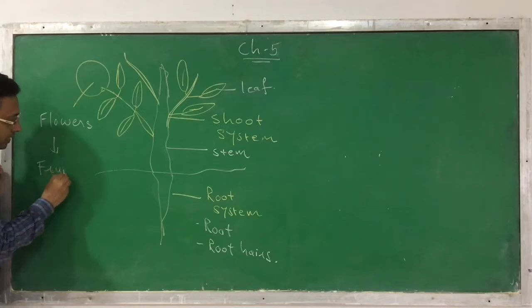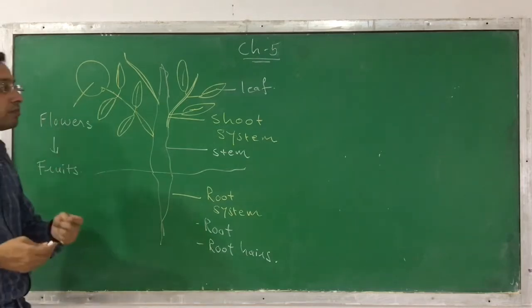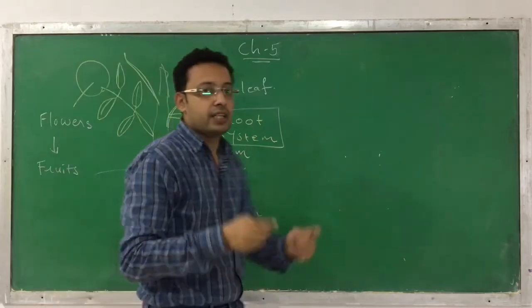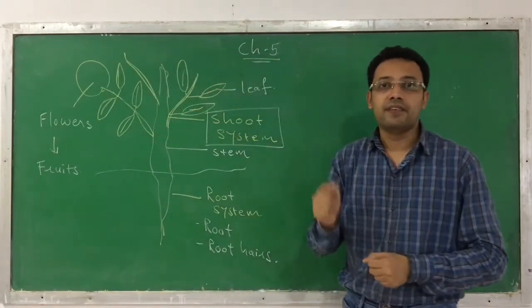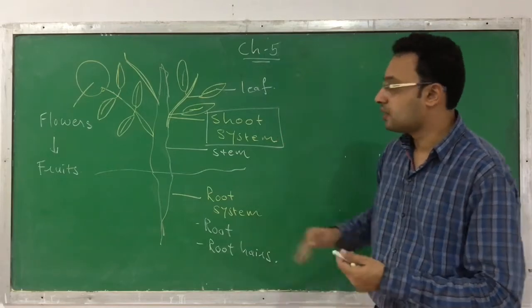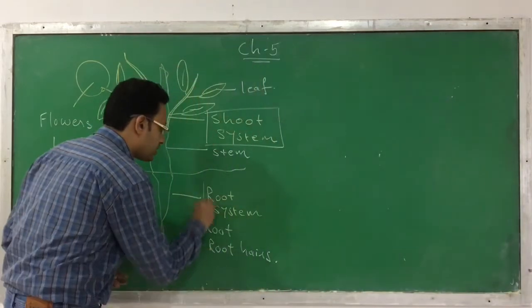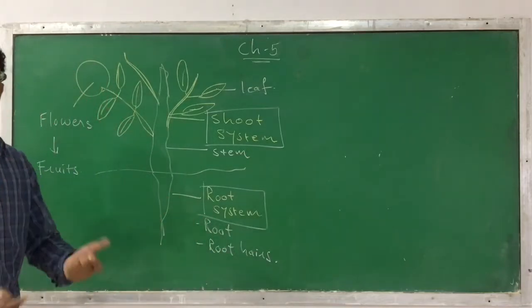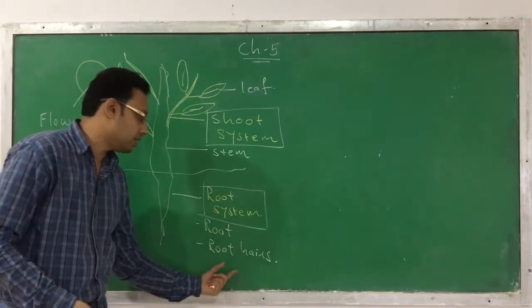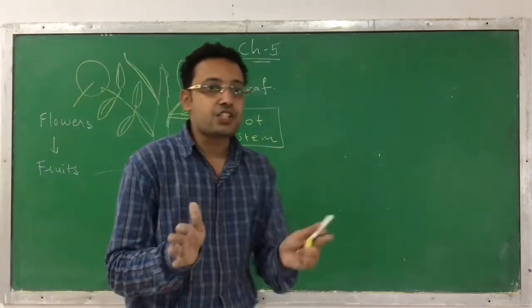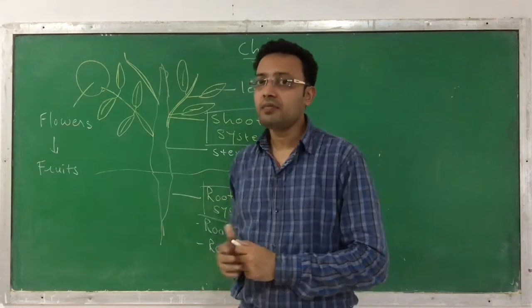So these are the parts of the shoot system. What does the shoot system consist of? The shoot system consists of stem, leaf, flower, and fruits. They are the parts of a shoot system. And what does the root system consist of? The root system consists of root and the root hairs, both kinds of root: primary and secondary roots, and even the tertiary roots and the root hairs. Okay? So this is about the general portions of a plant.